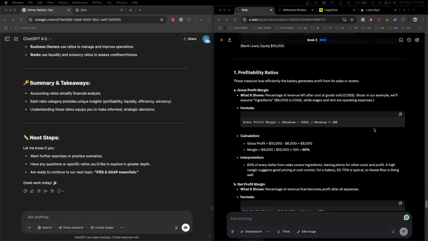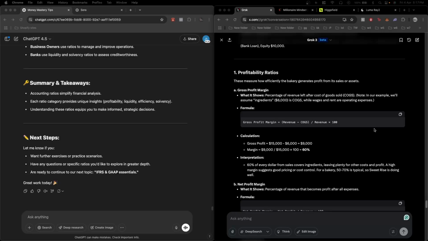So applying the formula, gross profit margin equals revenue minus the cost of goods, divided by the revenue, times 100. Calculation. The gross profit equals 15,000 minus 6,000, which is equal to $9,000. So the gross profit margin is equal to $9,000 divided by $15,000, times 100, which equals 60%.